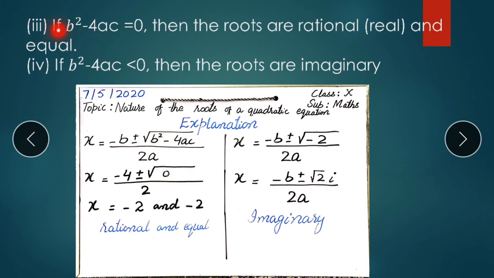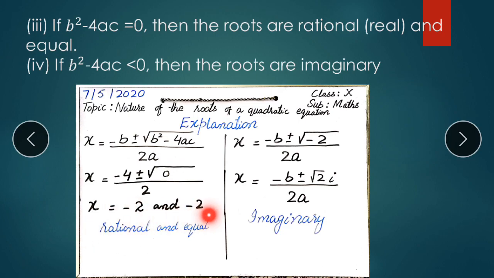Next, the third statement is if b square minus 4ac is equal to 0. If the discriminant is equal to 0, you can see that this expression is the discriminant, and instead of this I have put 0. Then the roots are what? Rational, of course, real and equal. Only if the discriminant is 0 will the roots be equal. Why? Because if you add 0 or subtract 0, you get the same number. So when the discriminant is 0, the roots will be equal, and rational as well.